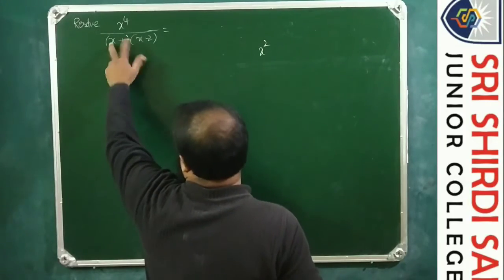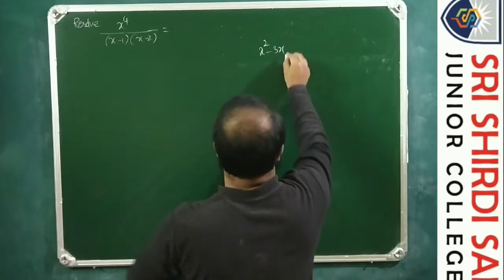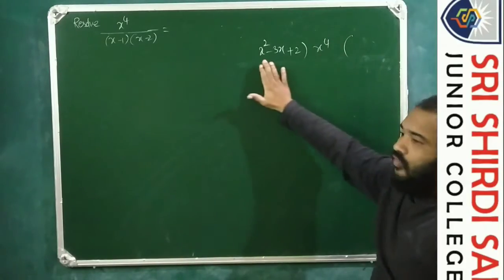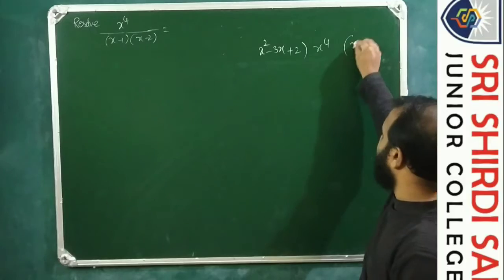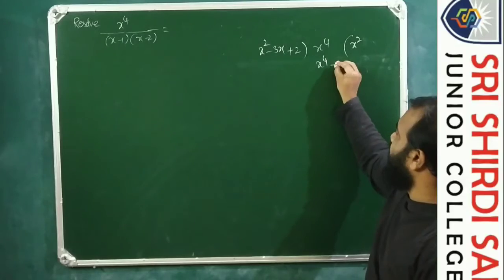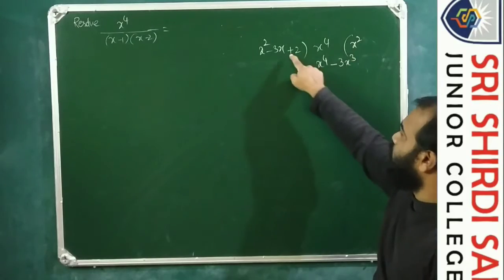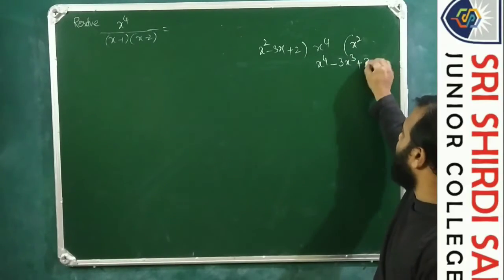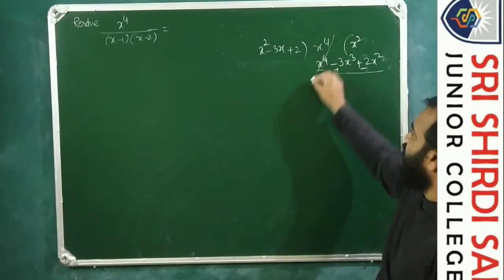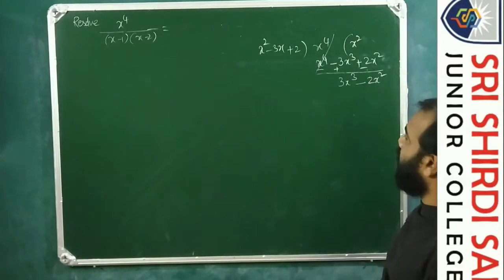x square minus 1x minus 2x, so minus 3x, minus 1 into minus 2 is plus 2. So x power 4 you have to divide. x power 4 by x square is x square. So x square into x square, x power 4, plus into minus minus, x square into 3x is 3x cube. So plus into plus plus, x square into 2 is 2x square. So subtract, these two get cancelled. So this is 3x cube minus 2x square.